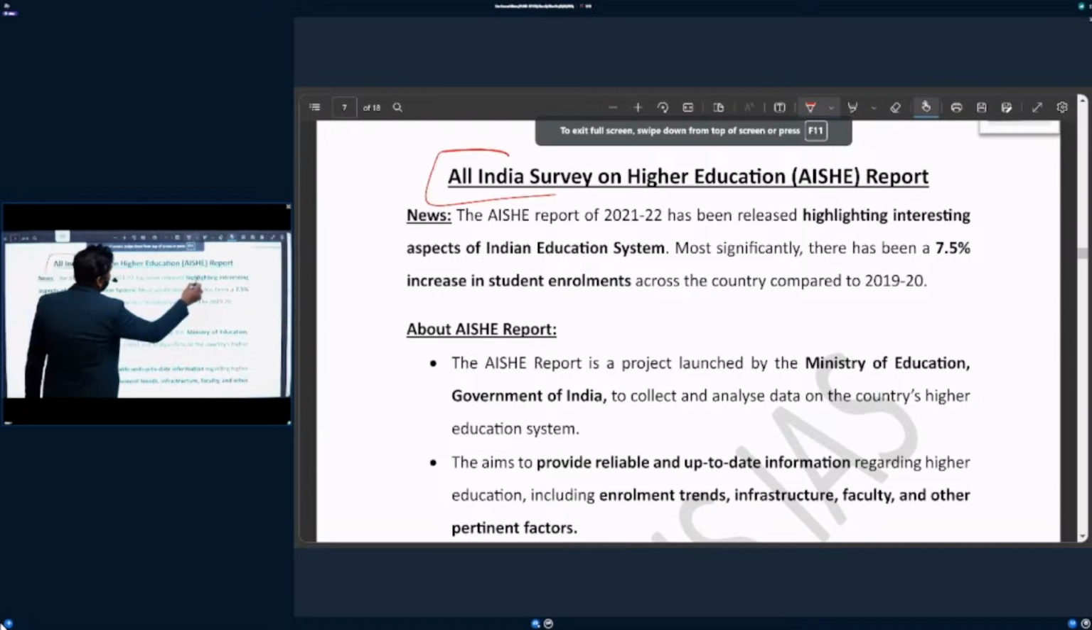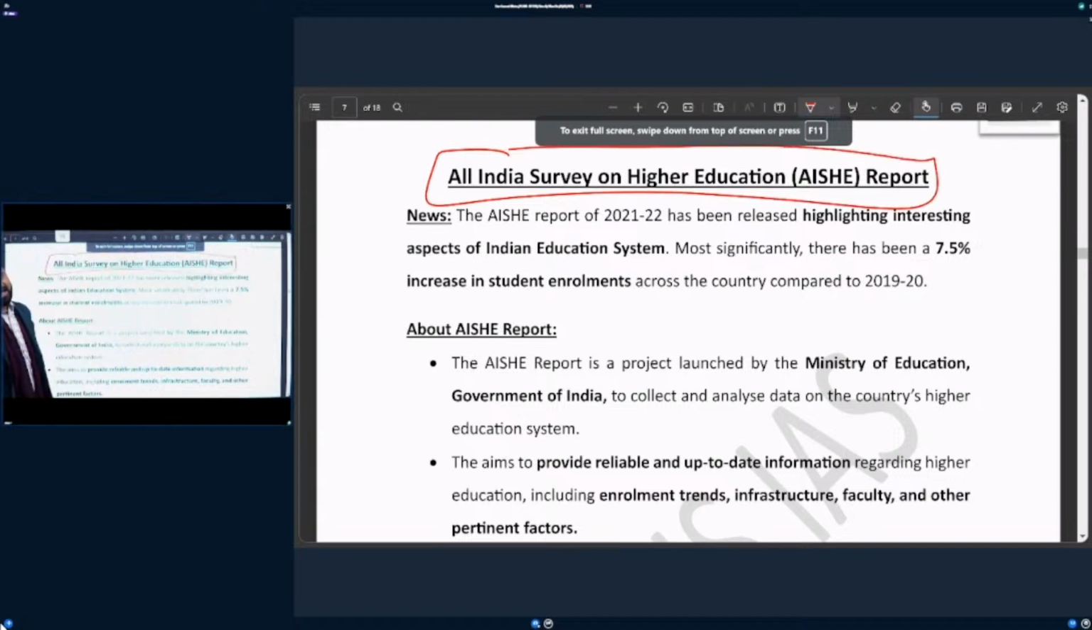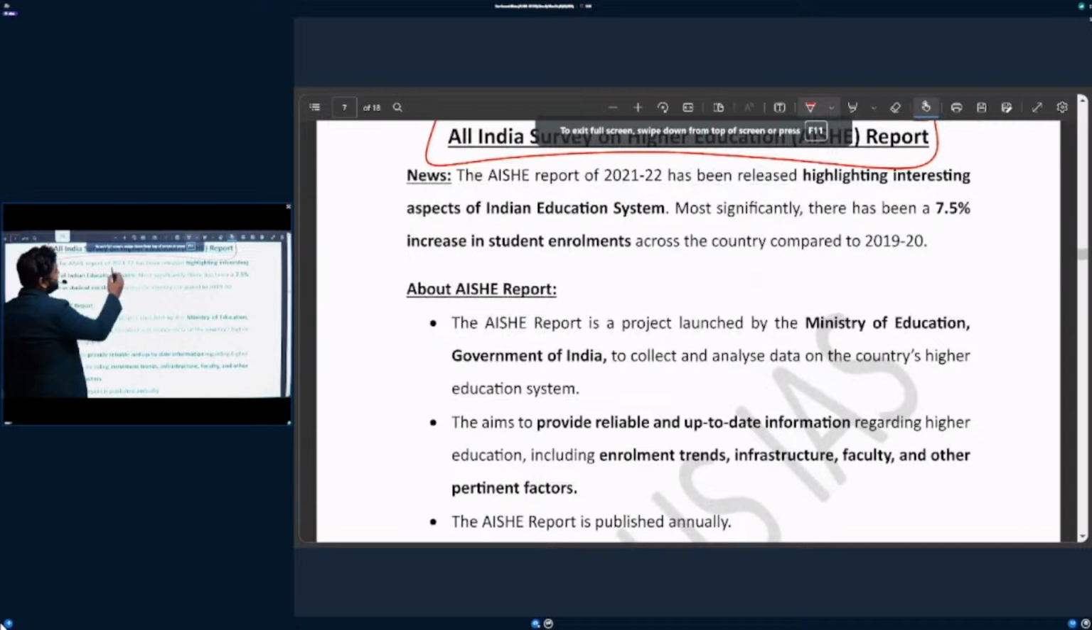All India Survey on Higher Education. Okay, this report has been published highlighting interesting aspects of the Indian education system.